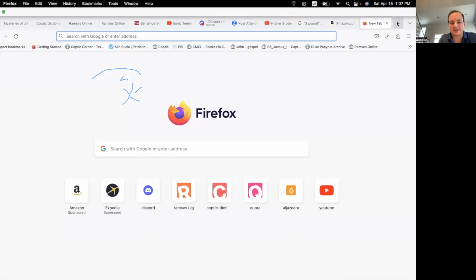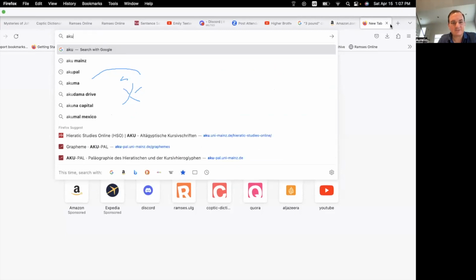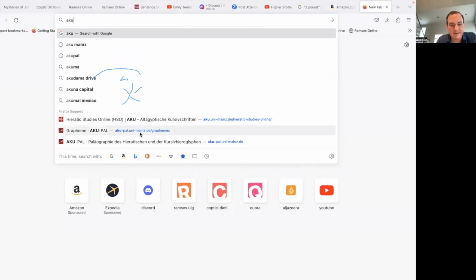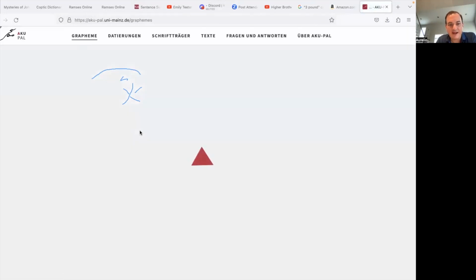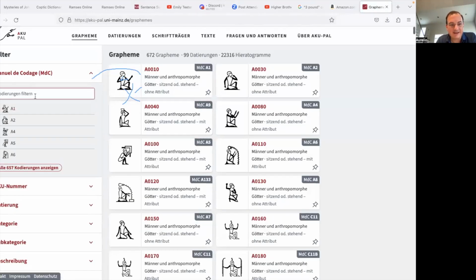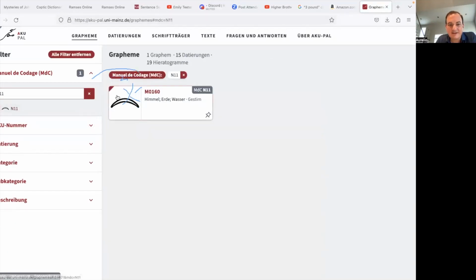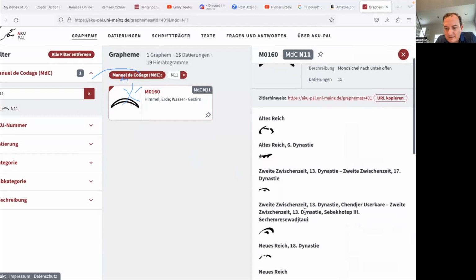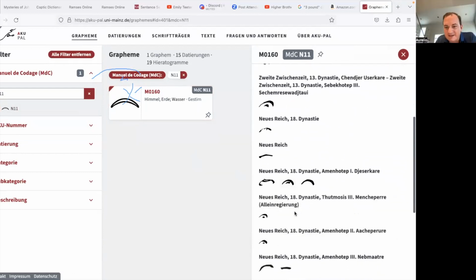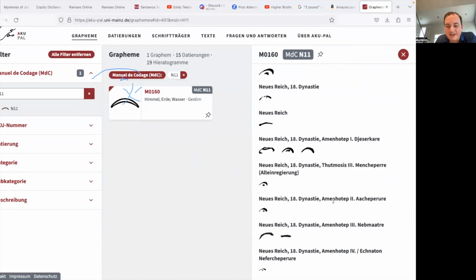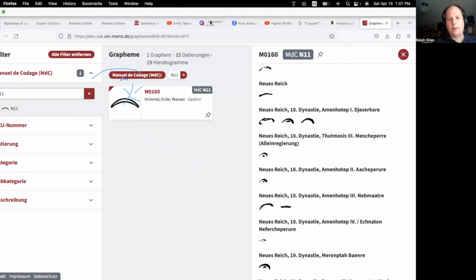Which one do we want to use today? Acupower? Might as well. N11. There it is. Oh, yeah, you're right. It has a little something there. Oh, you know what that could be? That could be the bottom part. You know how the bottom line.